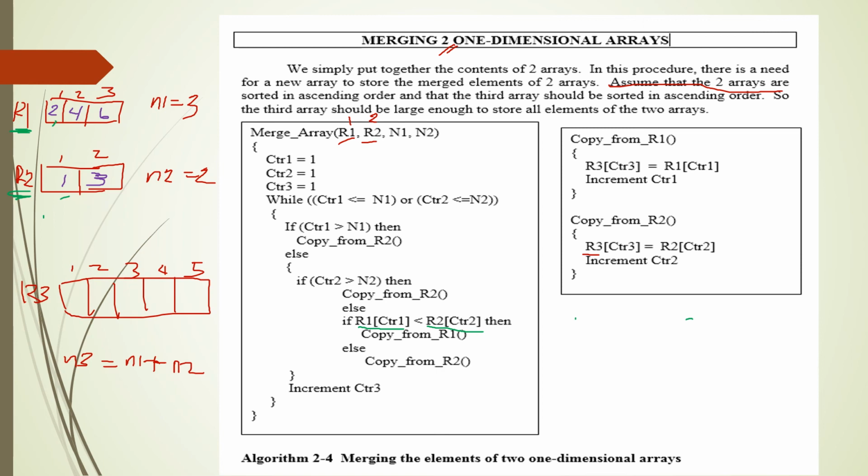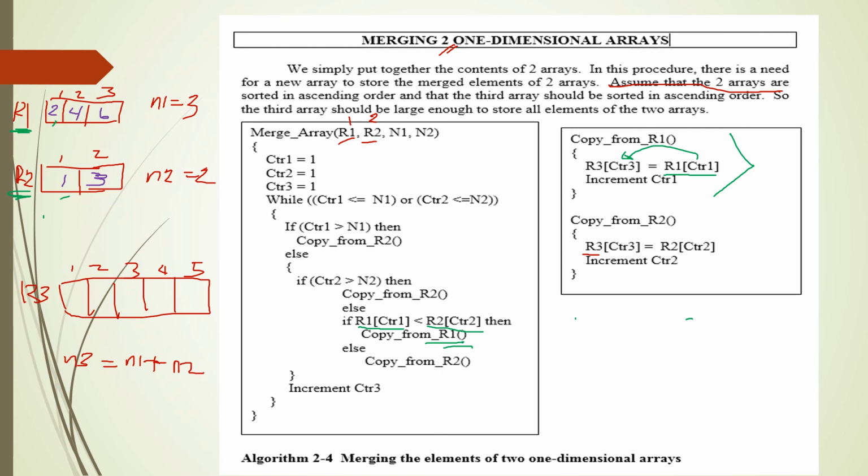array 1 is less than the content of array 2, then we will copy from R1. So, we will copy from R1. So, as you can see, R1 counter 1, value of that will be assigned to R3 counter 3. Okay?